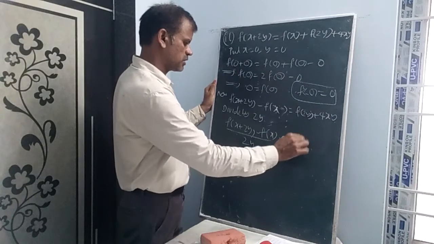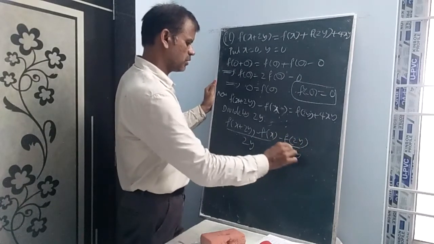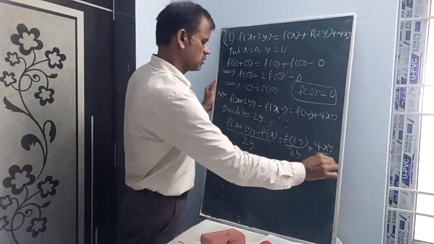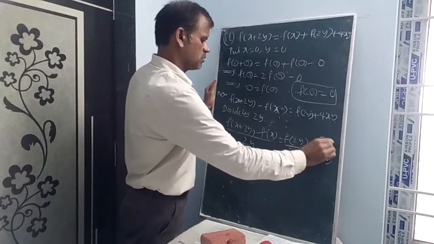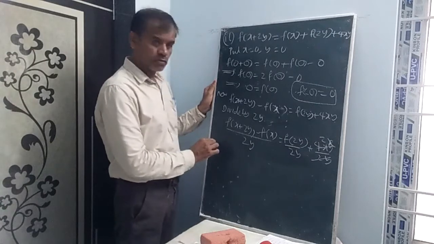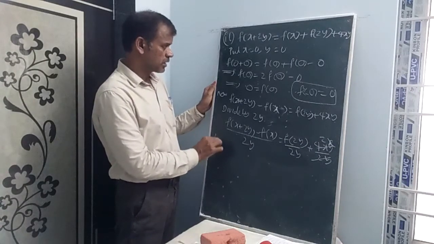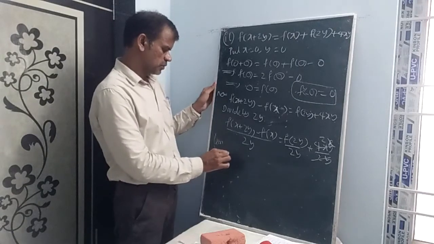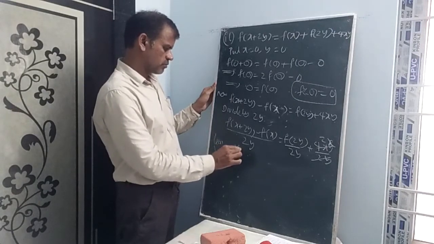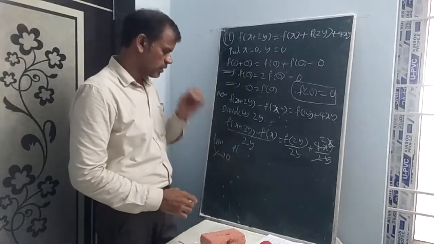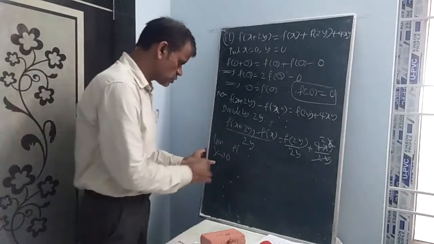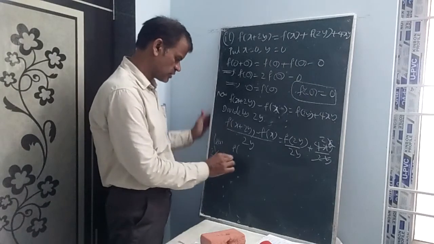Okay, this is better, students. f(2y)/2y plus 4xy/2y, this is 2x. Now we can understand the limit as y tends to 0 using the formula f(x+h) minus f(x) whole by h. So y tends to 0, of course 2y tends to 0.